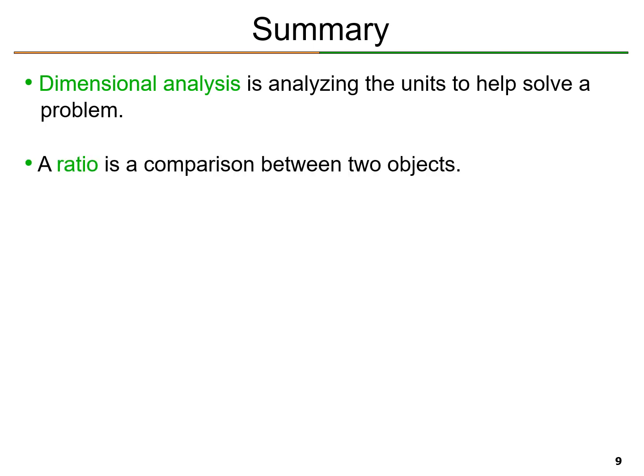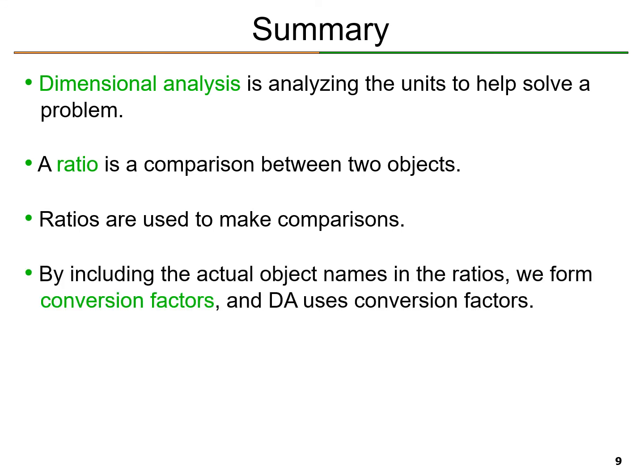A ratio is a comparison between two objects. Ratios are used to make comparisons. And by including the actual object names in the ratios, we form conversion factors. And dimensional analysis uses conversion factors. Per means to divide. The reason that I've wanted to wait until the 5th grade to introduce dimensional analysis is because we need to know how to divide, and we need to be comfortable with fractions.